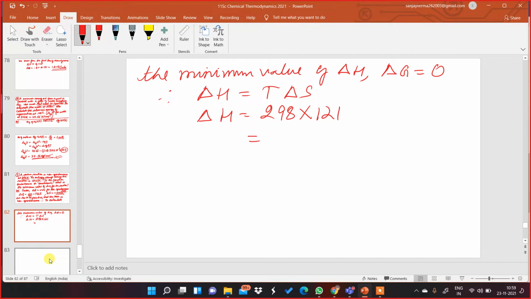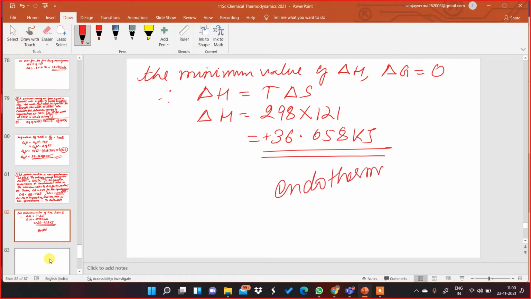So upon simplification, we get 36.058 kilojoules. That is the answer. So this reaction is a non-spontaneous process, so of course it is an endothermic reaction. Remember that it is an endothermic reaction. It requires heat, and the minimum value of enthalpy change for the reaction is found to be 36.058 kilojoules. Positive value is there. So it's an endothermic reaction. Okay, so that is question number 3 for today.